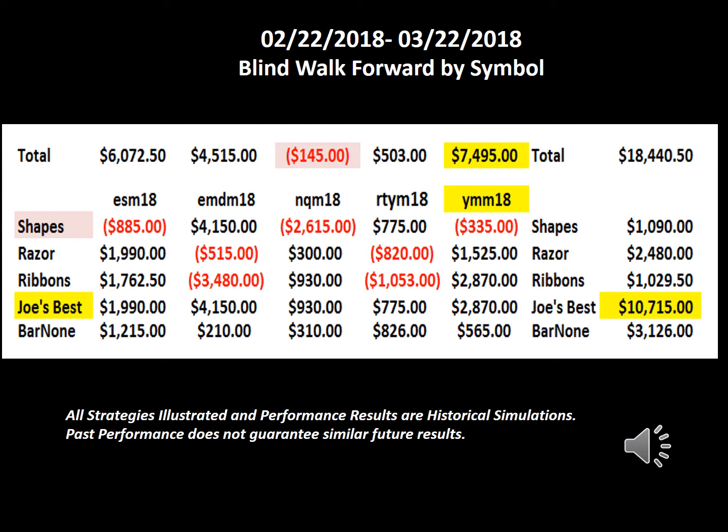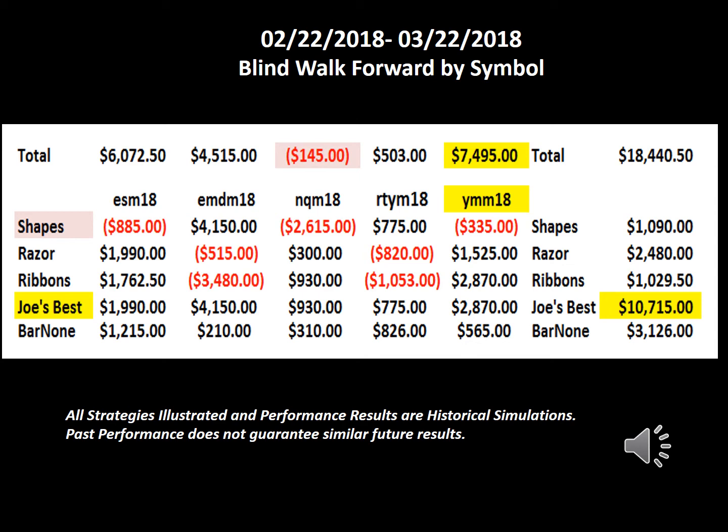If you look at the net effect of trading just one market, if you traded the NASDAQ and traded all 5 of these concoctions, you'd be down $145, so that would have been the worst. The best thing would have been to trade everything in the mini Dow, and that made $74.95. And the best any one system to have traded was Joe's Best. It made money in every one of the 5 markets, and it made $10,715. So that's how you read the table.